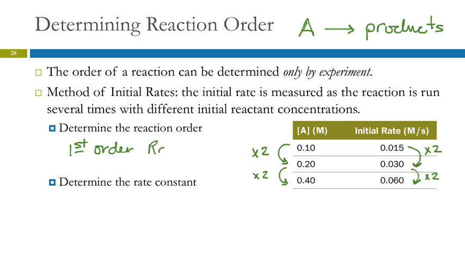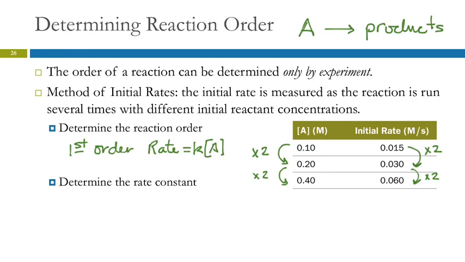So first order says that the rate is equal to a constant times the concentration of the reactant to the first power. We don't usually write one, so I'm going to leave it out. Everybody okay with that?